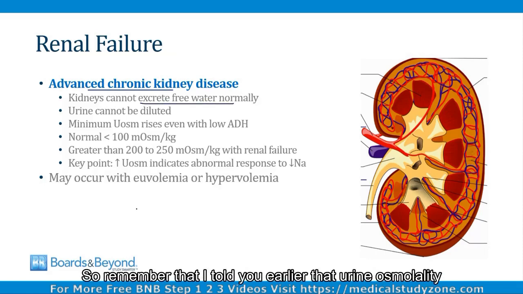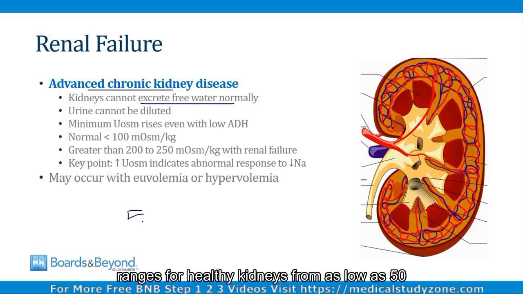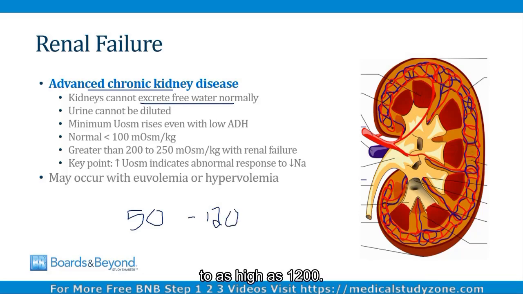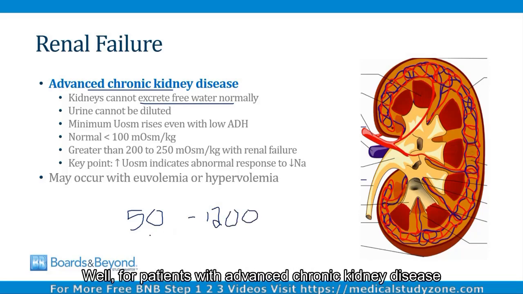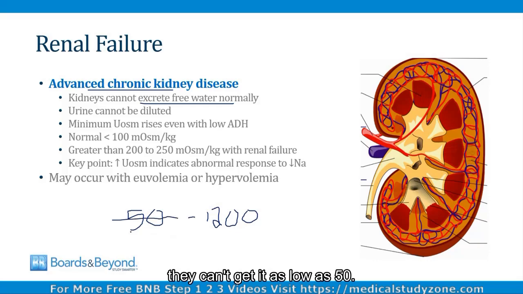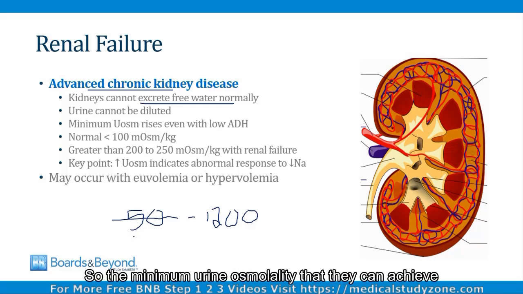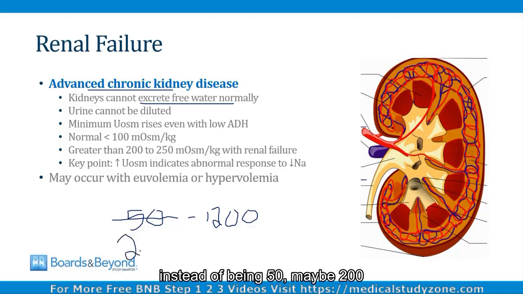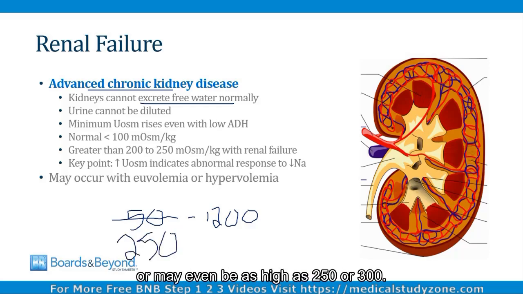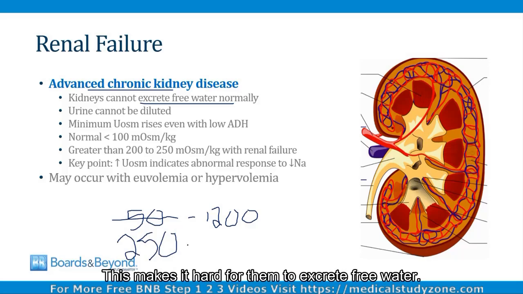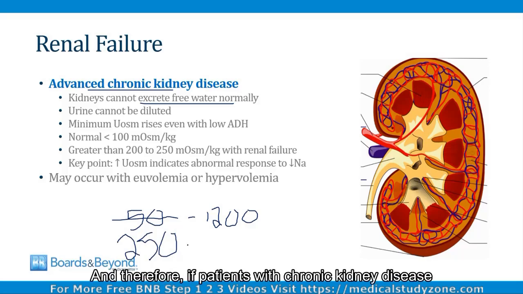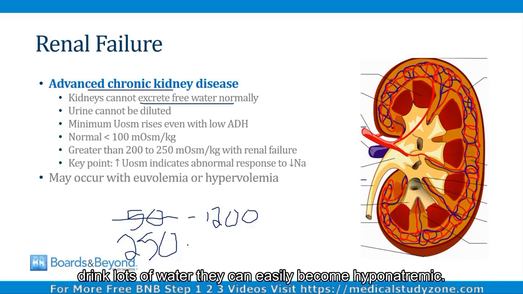Remember that I told you earlier that urine osmolality ranges for healthy kidneys from as low as 50 to as high as 1200. Well, for patients with advanced chronic kidney disease, they can't get it as low as 50. Their kidneys are not healthy enough to dilute the urine down to that level. So the minimum urine osmolality that they can achieve, instead of being 50, may be 200, or may even be as high as 250 or 300. This makes it hard for them to excrete free water, and therefore, if patients with chronic kidney disease drink lots of water, they can easily become hyponatremic.